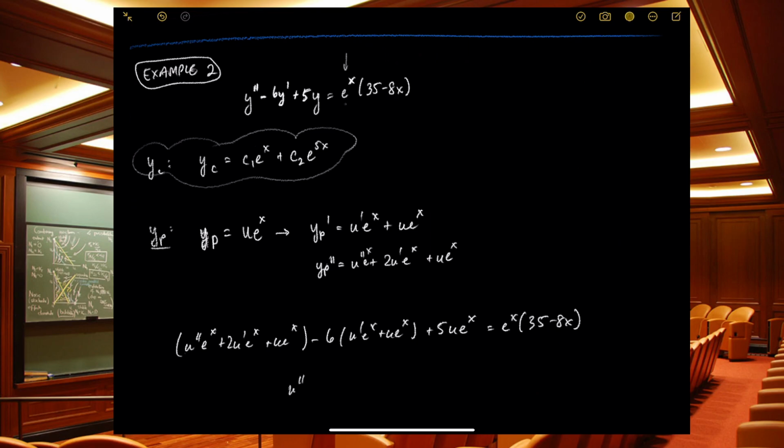So we'll get u double prime. The u primes, we get plus 2 minus 6. And that's it, right? So plus 2 minus 6 is minus 4u prime. And then we've got plus u minus 6u plus 5u. And that actually gives us 0u. So we drop the 0 term. And again, the reason that's the case, so actually, let's write this in here.